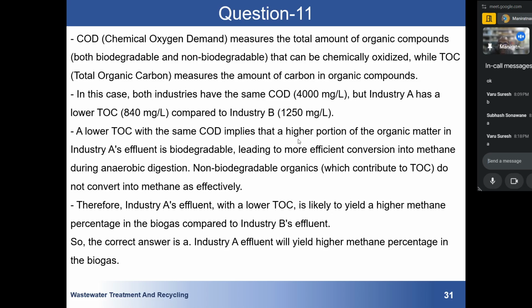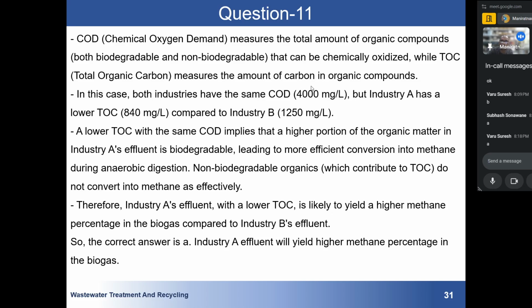I think I said something wrong. A lower TOC with the same COD implies a higher proportion of organic matter, and more efficient conversion to methane. Let me check once.